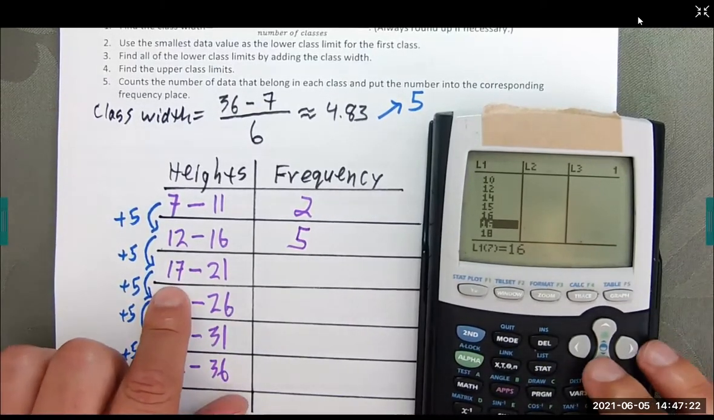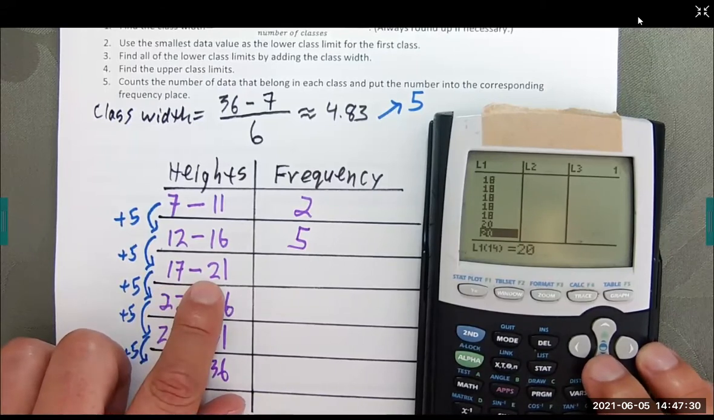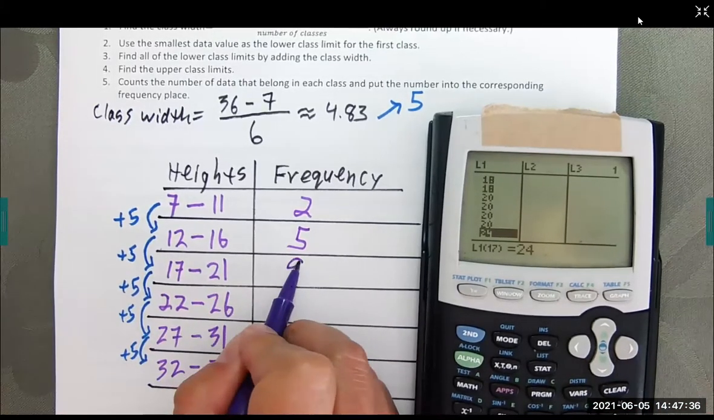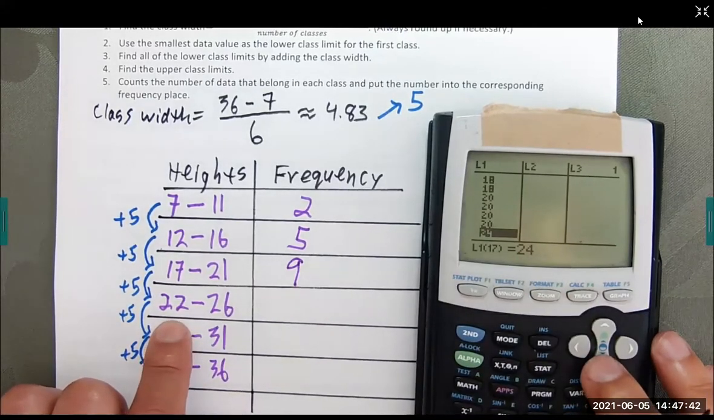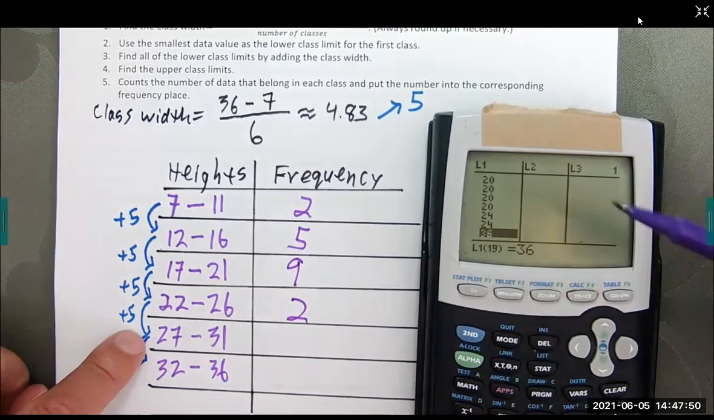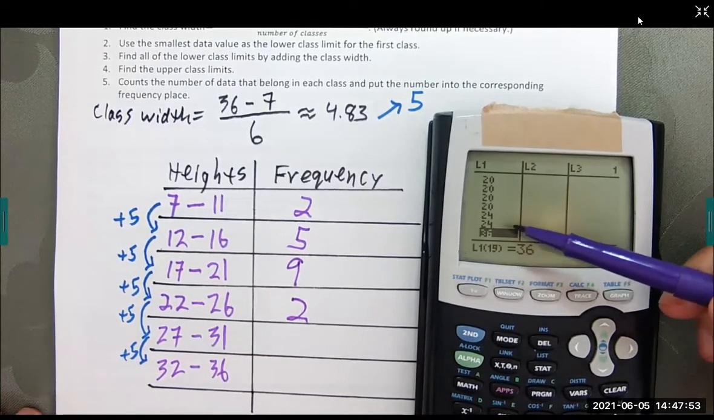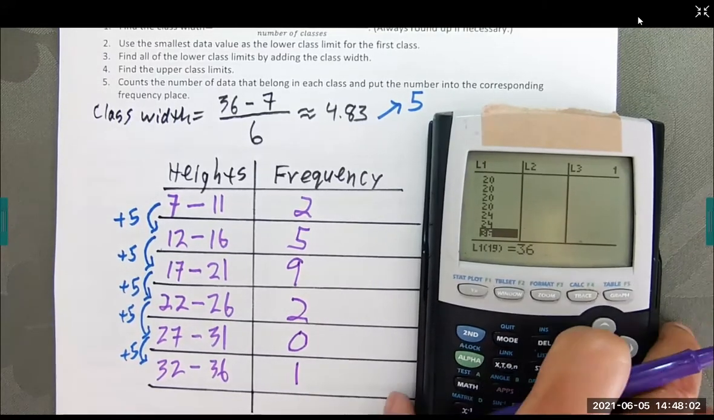Next up, between 17 and 21. So we have 1, 2, 3, 4, 5, 6, 7, 8, 9. Between 22 and 26, 24 is definitely between there. So 1, 2. And between 27 and 31, can you see there are none? It goes from 24 to 36, so there are 0. In between 32 and 36, there is exactly 1. There is our first frequency distribution table.